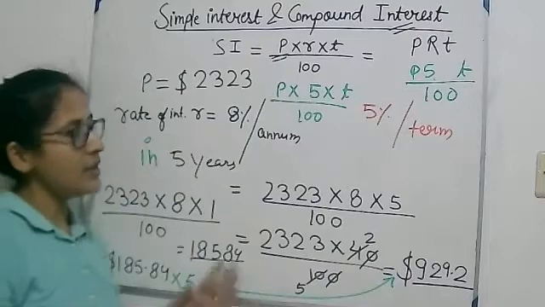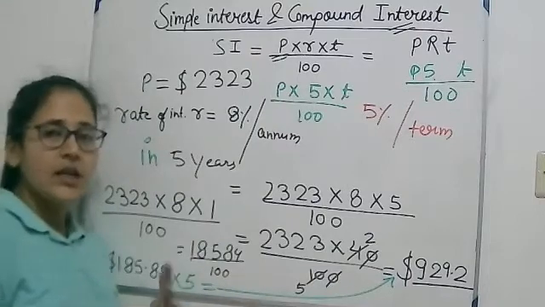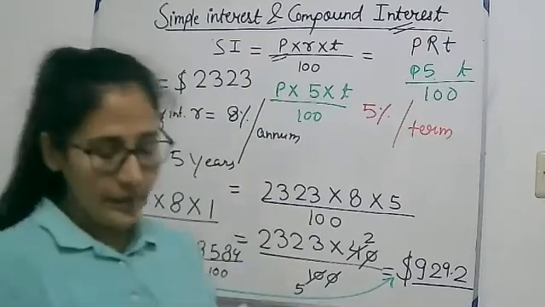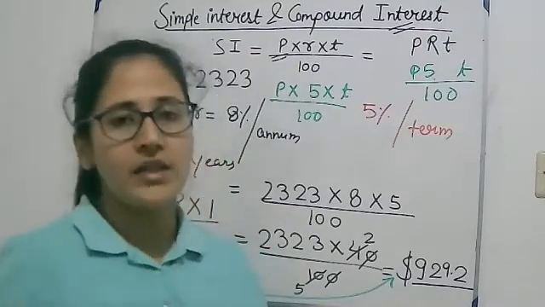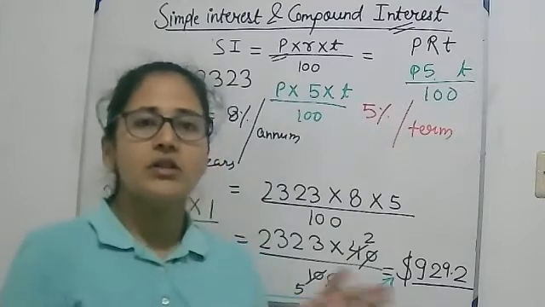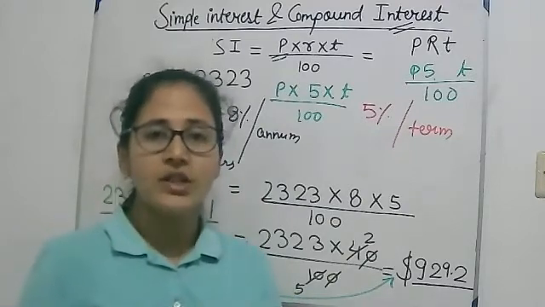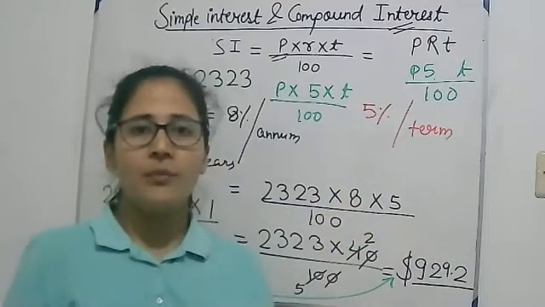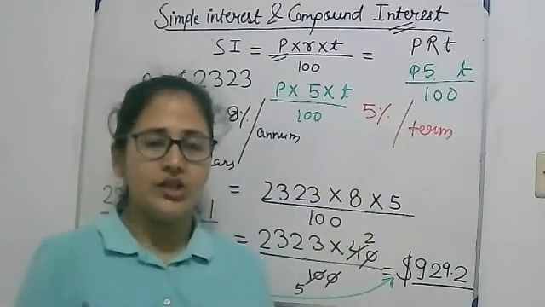Now after this, compound interest. What is the difference between simple interest and compound interest? For compound interest, the principal amount always changes. How does it change? For the first year, the principal amount will be the same, which you borrowed from the bank, that loan, the initial money.